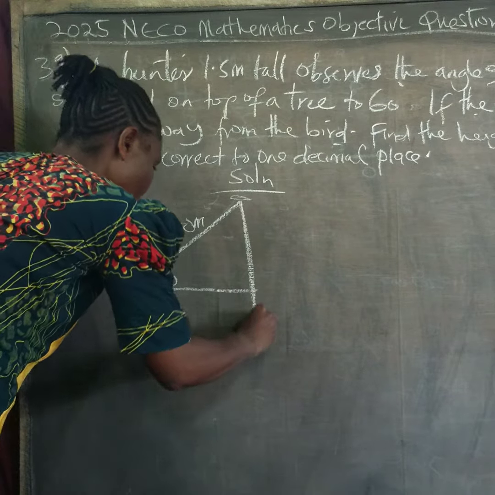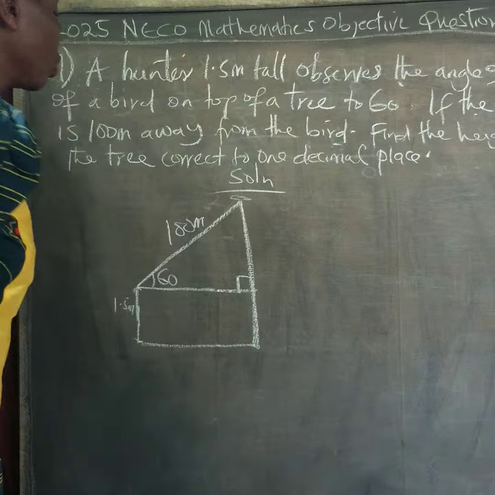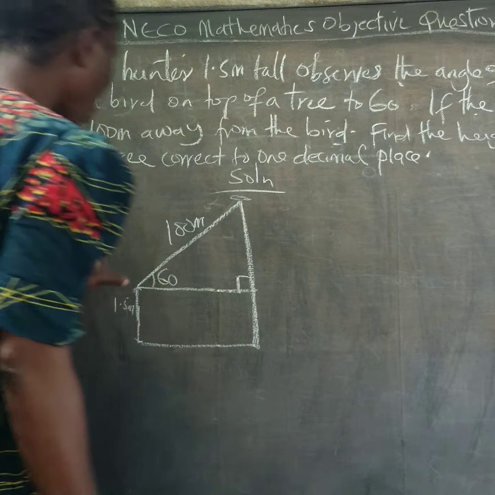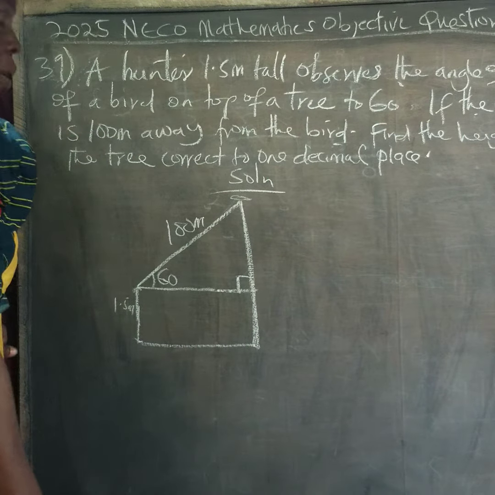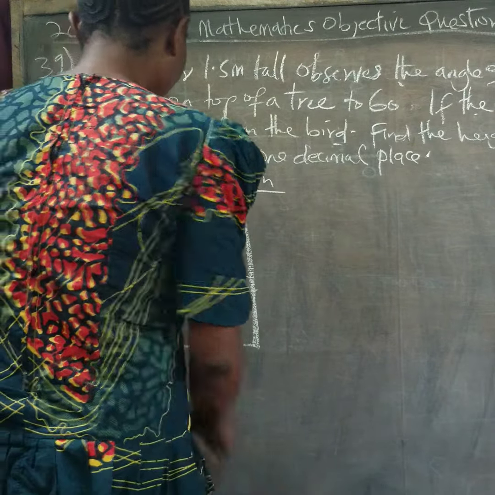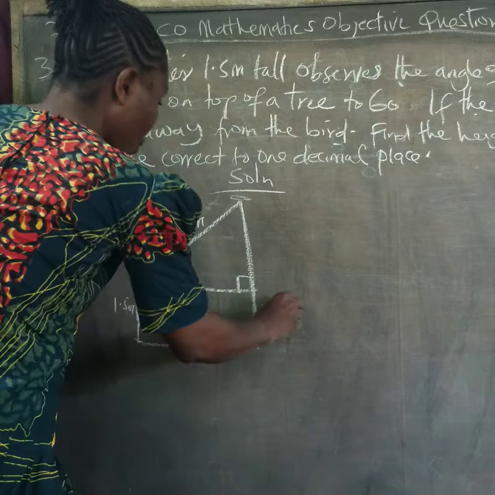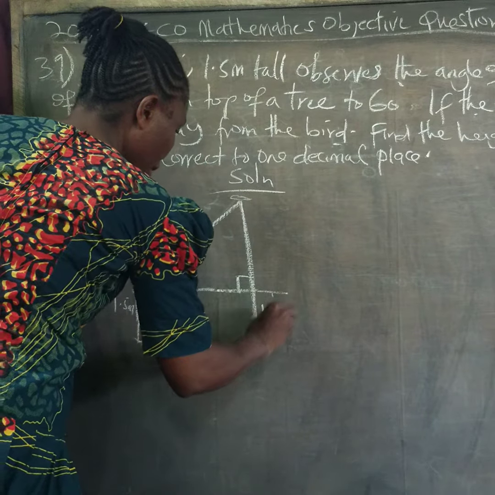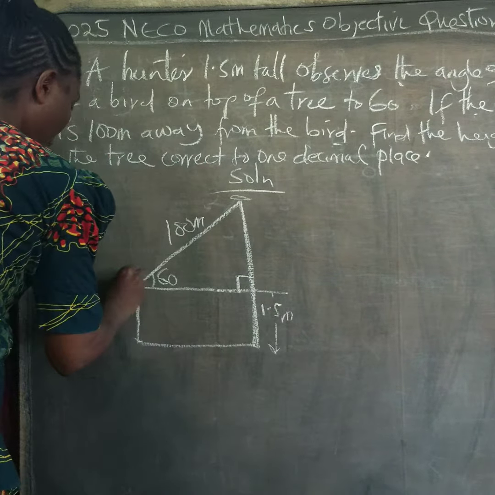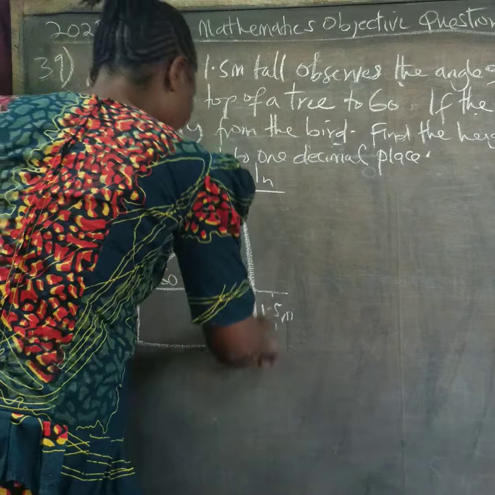The height of this tree is what you are looking for. So this has given us a right angled triangle, so we are going to use trigonometric functions to find this. Now to calculate it, remember this is 1.5 and this place is also 1.5 because of the rectangle. 1.5 here, 1.5 here. So we are looking for this height, the whole of this.